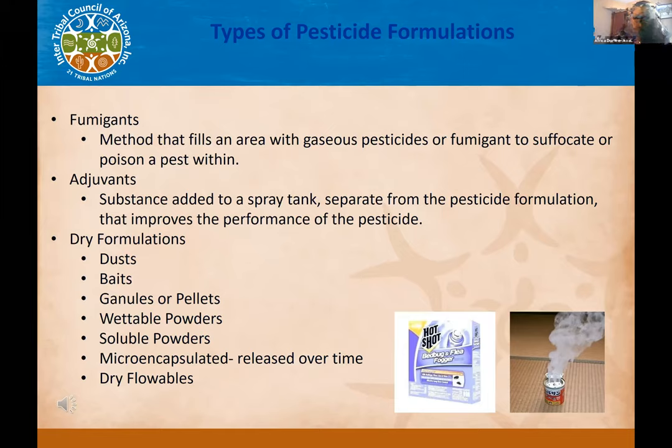And microencapsulated, which are released over a period of time. These are dry particles or liquid droplets surrounded by a plastic, starch, or other material coating. And they are mixed with water and applied as sprays. And then you have your dry flowables. Some active ingredients would not dissolve in either water or oil, so they are impregnated in a dry carrier, such as clay, which is ground into a fine powder.